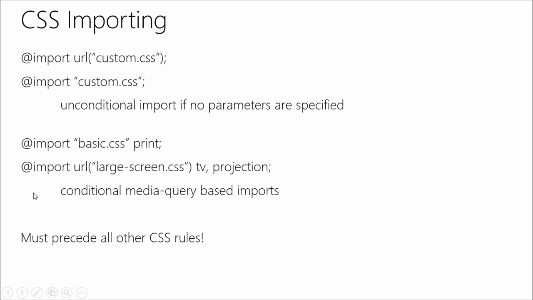Whereas for the two subsequent examples, you'll see I'm importing a basic.css for a print media type. That just uses the basic CSS only if the print media query is triggered. The following one is importing the large screen CSS files for TV or projection media types. So if it's something like a large screen, perhaps you want to change up the CSS to make fonts larger, images larger, increase contrast perhaps. That's when you'd use something like that.